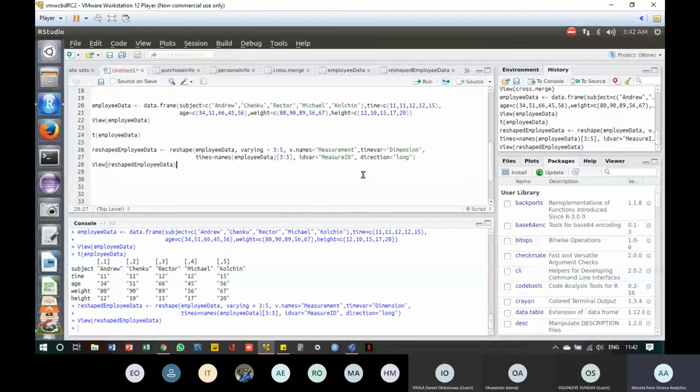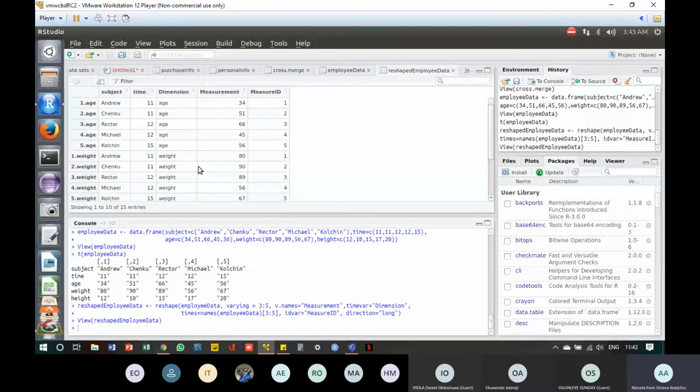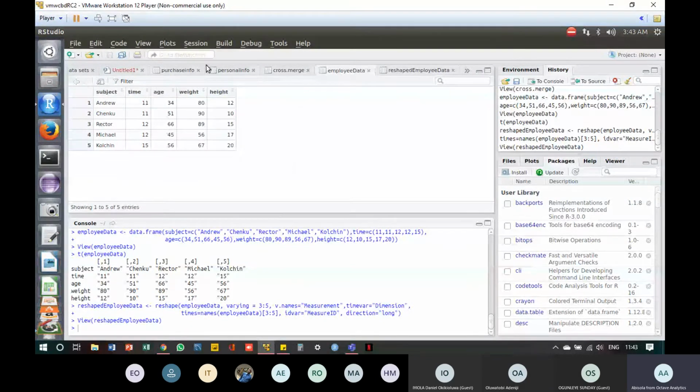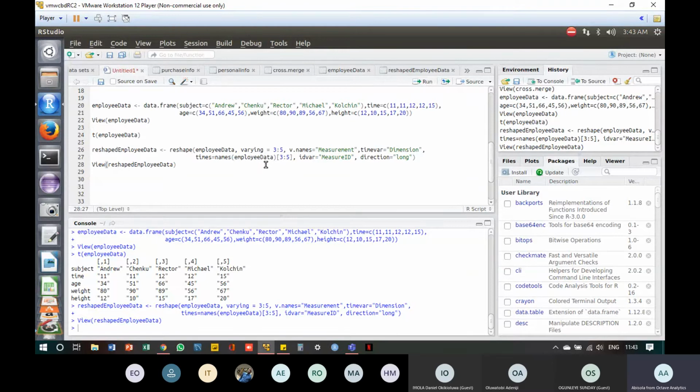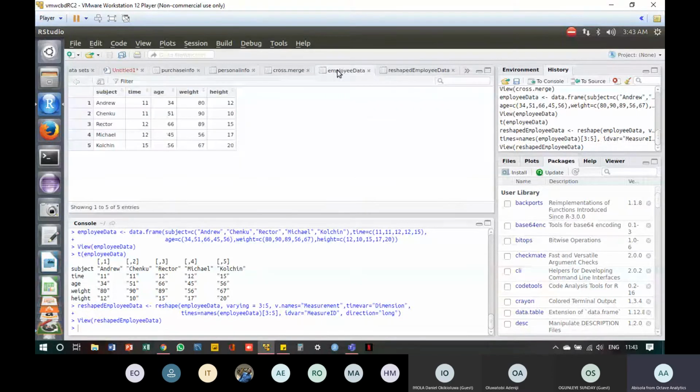And if you see the code, we also said time var should be dimension. So the dimension would carry our varying names, and our varying rows, which is 3 to 5, and that is what is represented here: age, weight, and height. Now, another thing I want to look at is the employee data 3 to 5. Okay, times. So the times are the names of the employee data from 3 to 5. So the time, this is the time, and we are only taking the ones from 3 to 5.